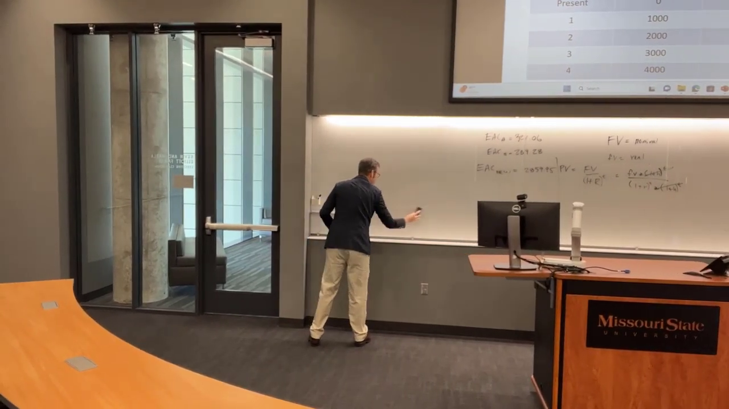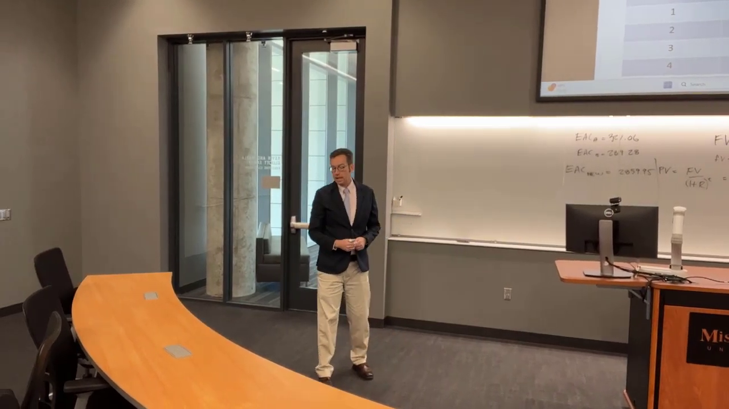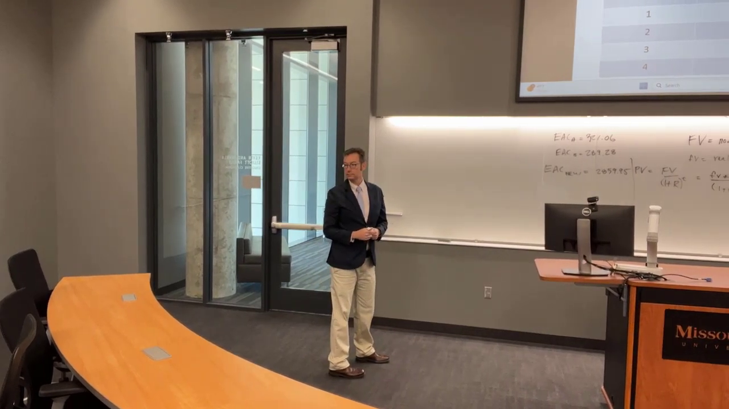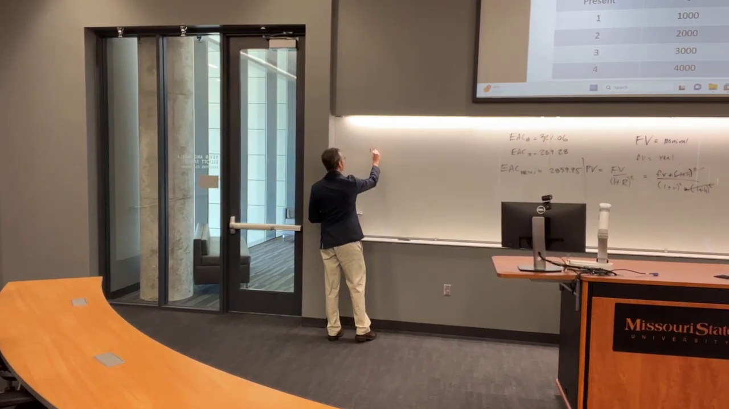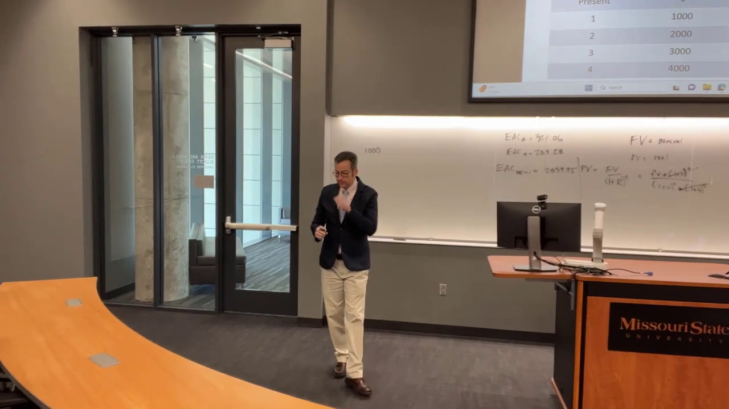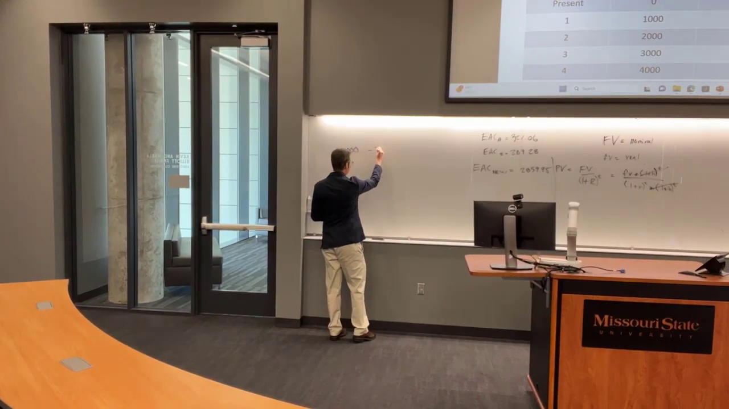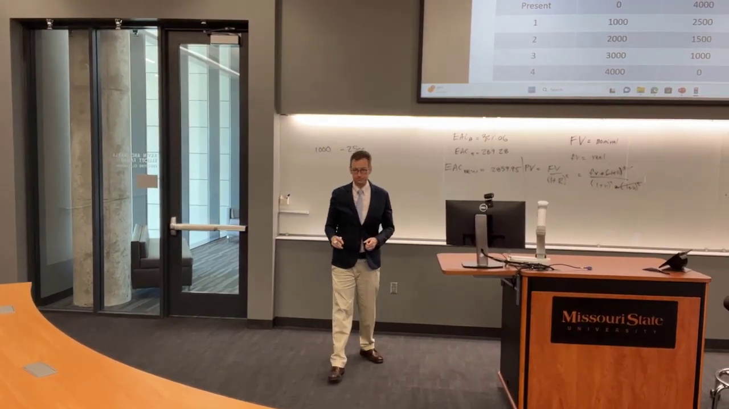If I'm going to hold on to this from time 0 to time 1, how much is it going to cost me in maintenance? Say again? 1,000. Very good. But then we have a salvage value at the end of the year. It's $2,500. So the sign on that is minus. That's money back to me.